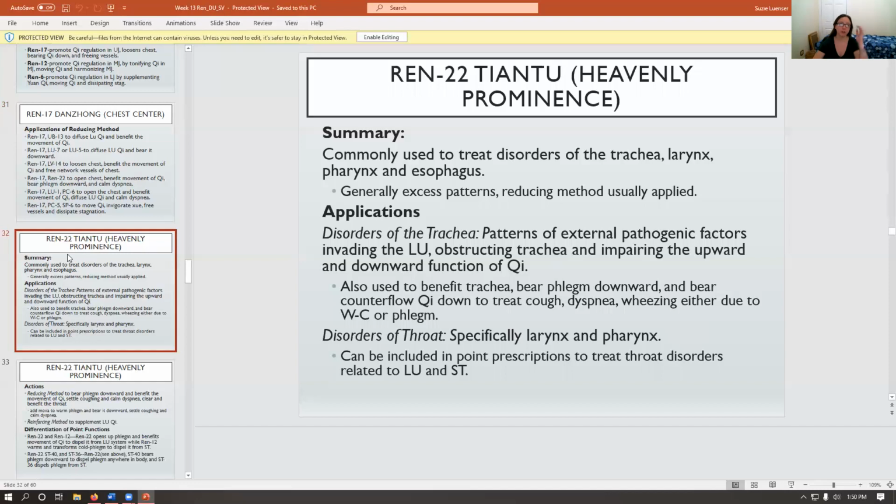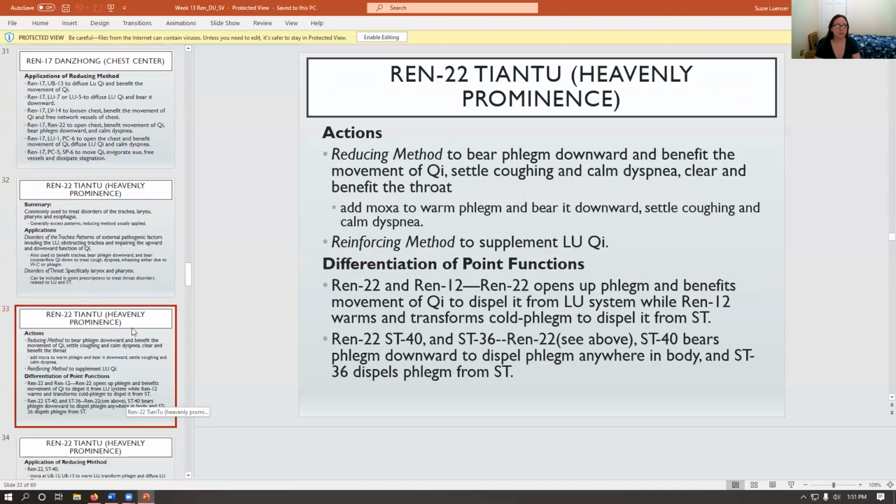Next is Ren 22. So Ren 22, we've been talking about this point since our first week together, right? We're looking at phlegm. We are looking at issues with the trachea, issues with the throat. So this is really a local point. It's usually a local branch point.